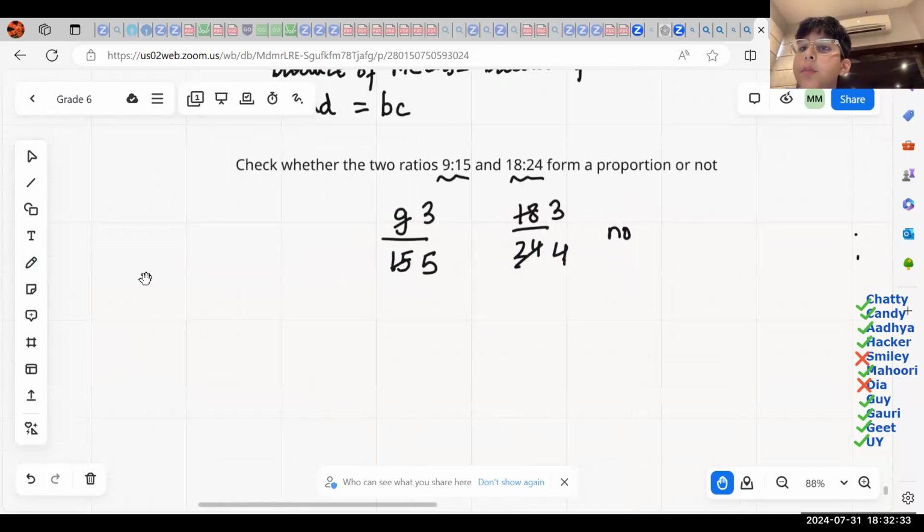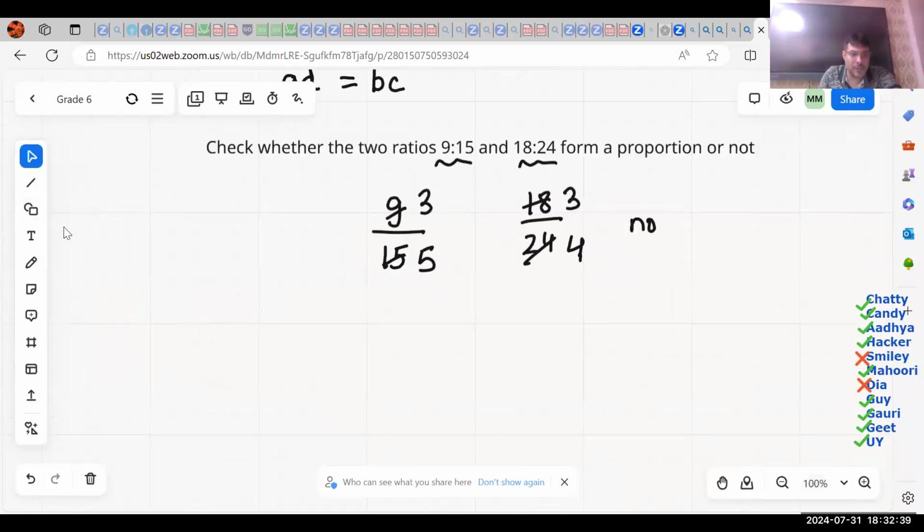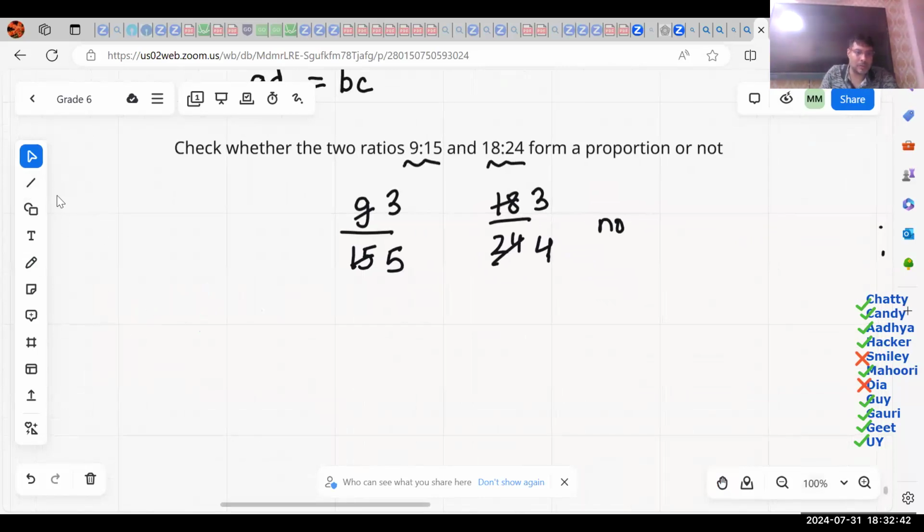But sir, I wanted to ask, if there are uneven digits, then we will not do it? Beta, just wait for some time. We will do that. Okay.